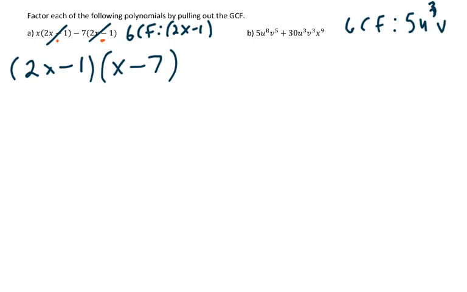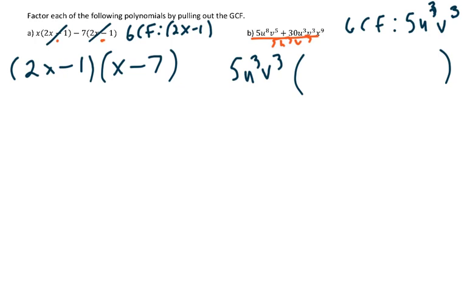Same thing with the v's. I can pull out 3 of the v's. I can't take out any of the x's because that first term doesn't have any x's in it. So my greatest common factor is going to be 5u cubed v cubed. So I'm going to pull that 5u cubed v cubed into the front, and I'm going to write down what's left over. And when you think about pulling it into the front, you want to think about dividing by 5u cubed v cubed.